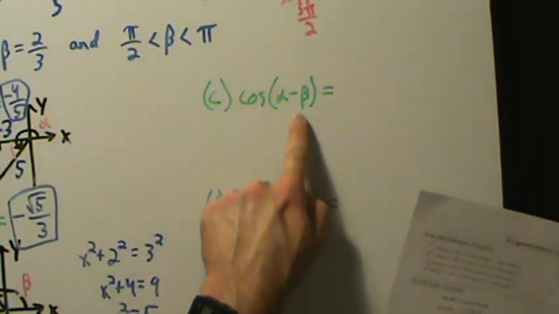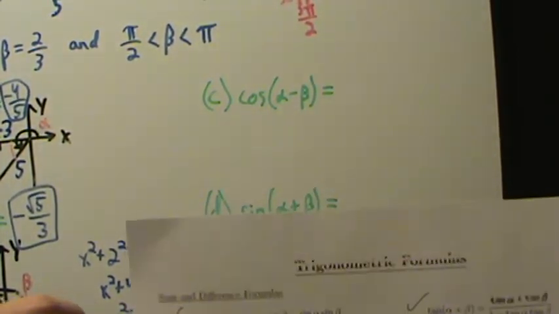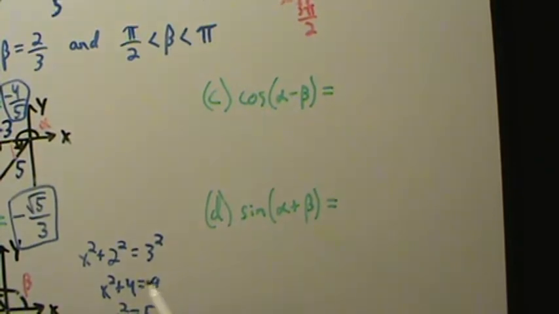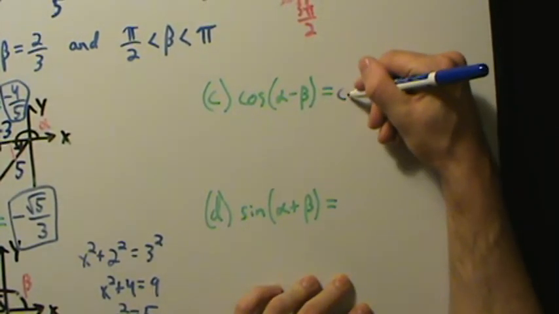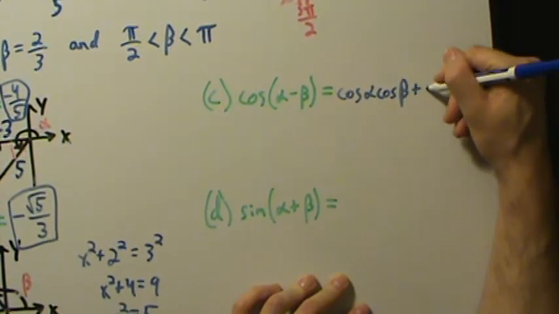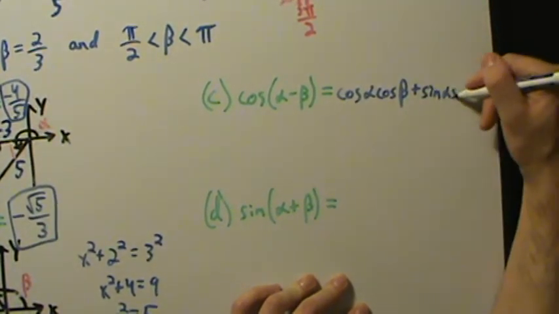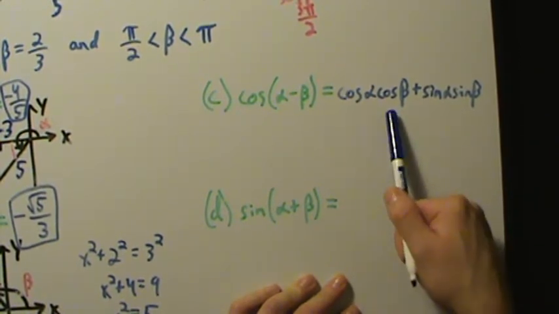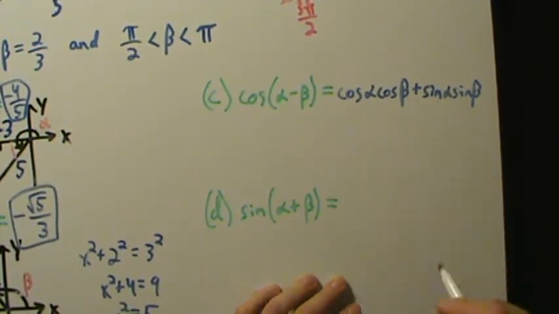So cosine of alpha minus beta is cosine alpha cosine beta plus sine alpha sine beta. Okay, so that's 4 different numbers, right? Cosine alpha, cosine beta, and then sine of alpha, sine of beta. Well, we have all 4 of these.